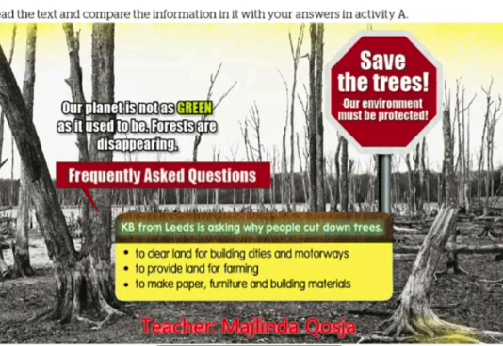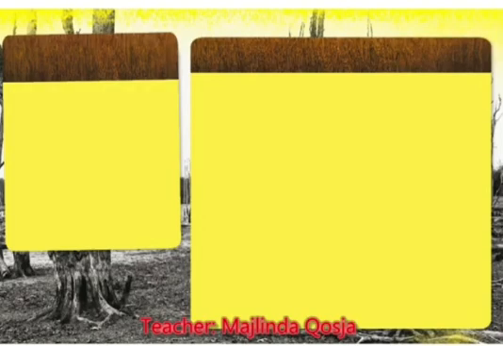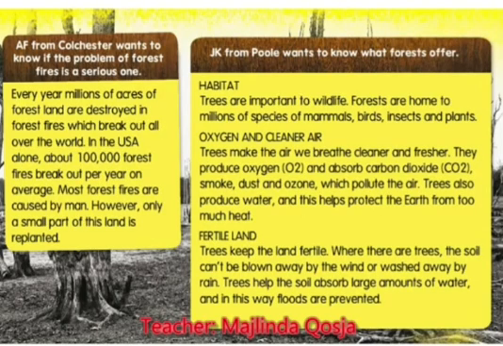KB from Leeds is asking why people cut down trees. To clear land for building cities and motorways. To provide land for farming. To make paper, furniture and building materials. AF from Colchester wants to know if the problem of forest fires is a serious one.